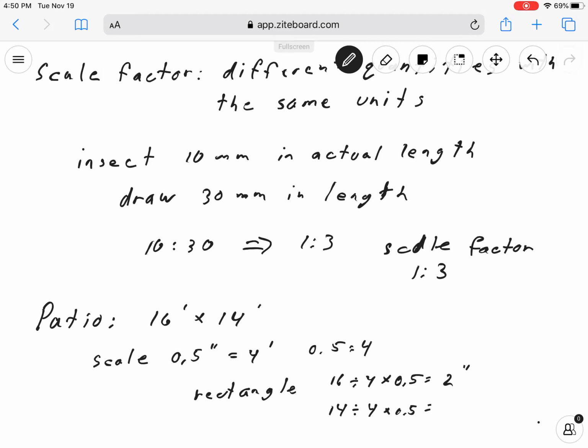I'll do that on the calculator real quick. 14 divided by 4 is 3.5, times 1/2 is 1.75 inches. Okay, so that's how that would work out. So my rectangle would be 2 inches by 1.75 inches using that scale. Okay, all right, so that should set us up so that we can do problems in class, and I'll see you then.